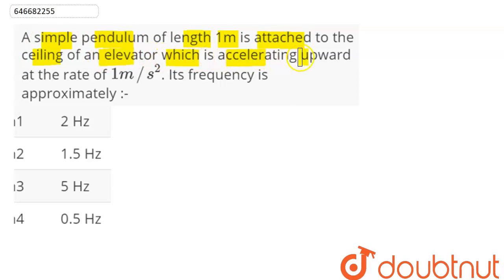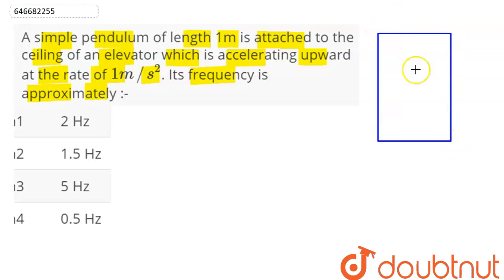Question is, a simple pendulum of length 1 meter is attached to the ceiling of an elevator which is accelerating upward at the rate of 1 meter per second square. Its frequency is approximately. Hence we can say here, suppose this is an elevator and here attached to this elevator from the ceiling is a simple pendulum.